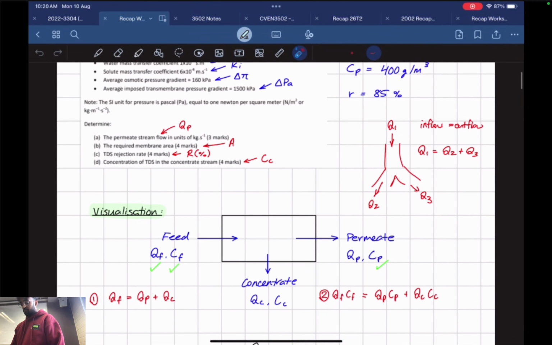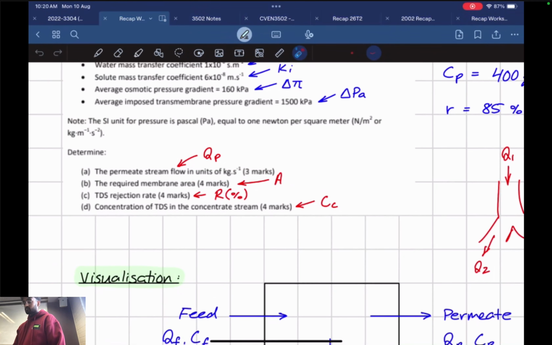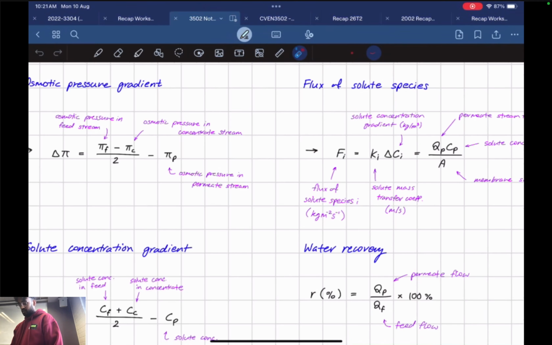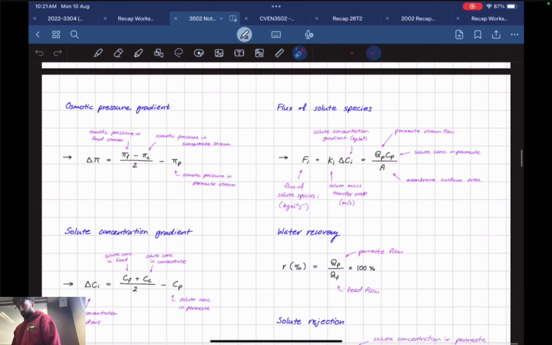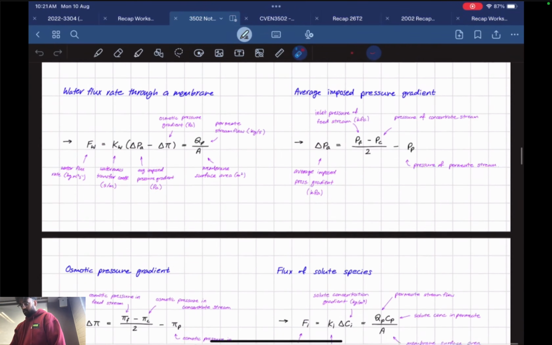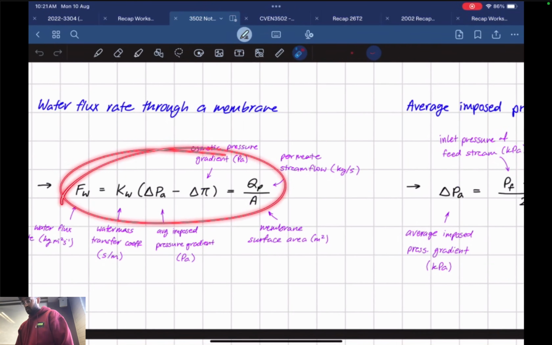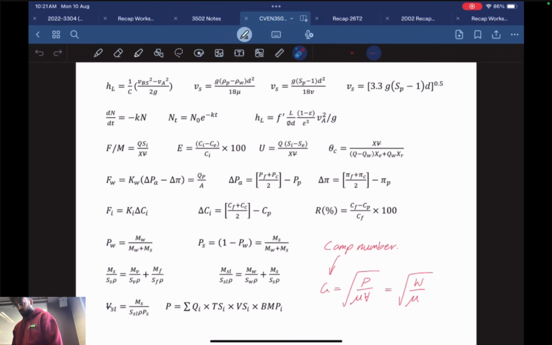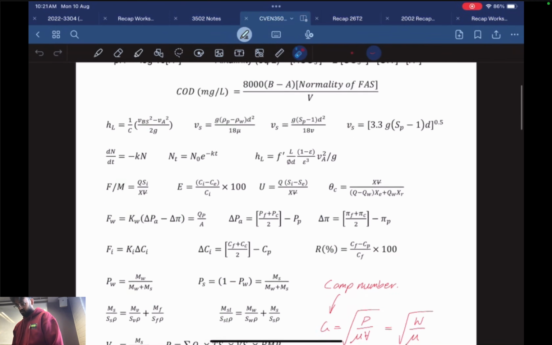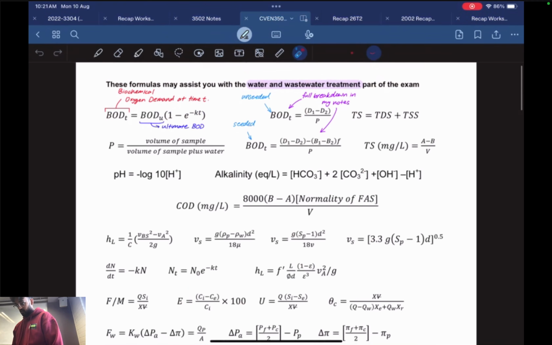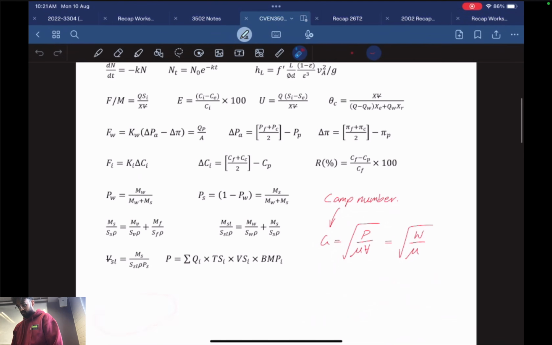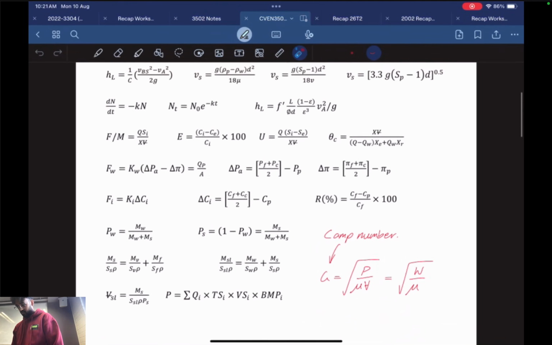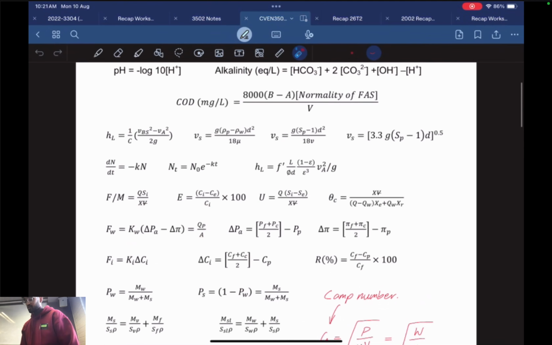The required membrane area. I'm going to scour through my formulas for the membrane treatment process, and the only one that has area in it is this one, which is in your formula sheet, I hope. Top right? No. Bottom left. Oh, okay, that's the middle. Alright, it's the left middle.